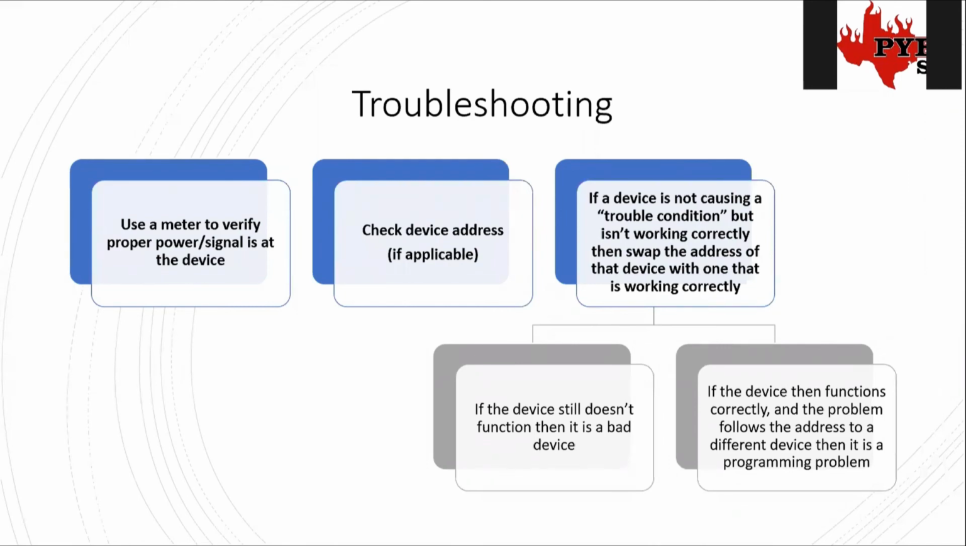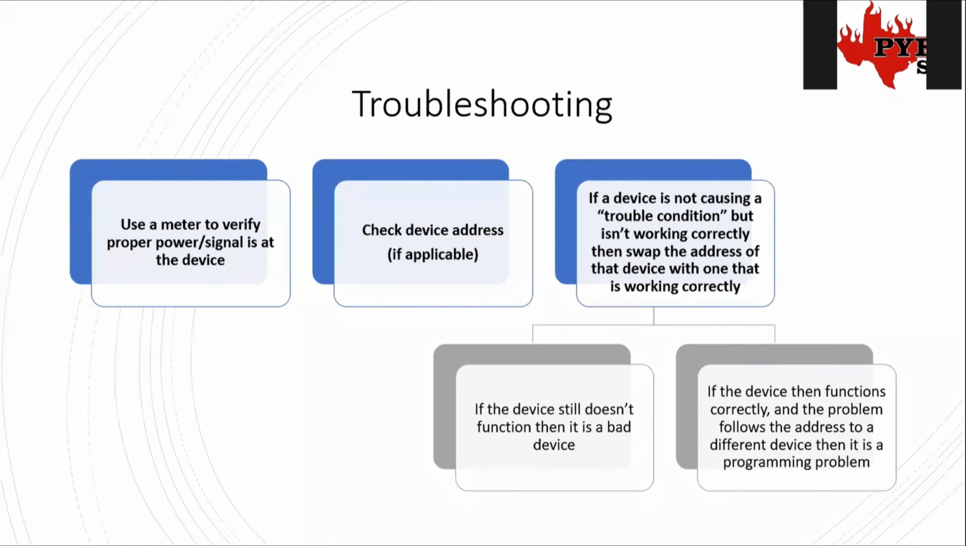First, you're going to go to wherever that device is that's not doing its job properly, and use your meter. Make sure you have the right power coming there, or the right SLC signal, whatever the case is. Make sure everything is correctly coming to it. And then also check the device address. I know I said there's not a trouble on the panel in this case, but maybe it's not programmed in, or maybe it's checking in as something different. So just make sure you've got the right device address on it.